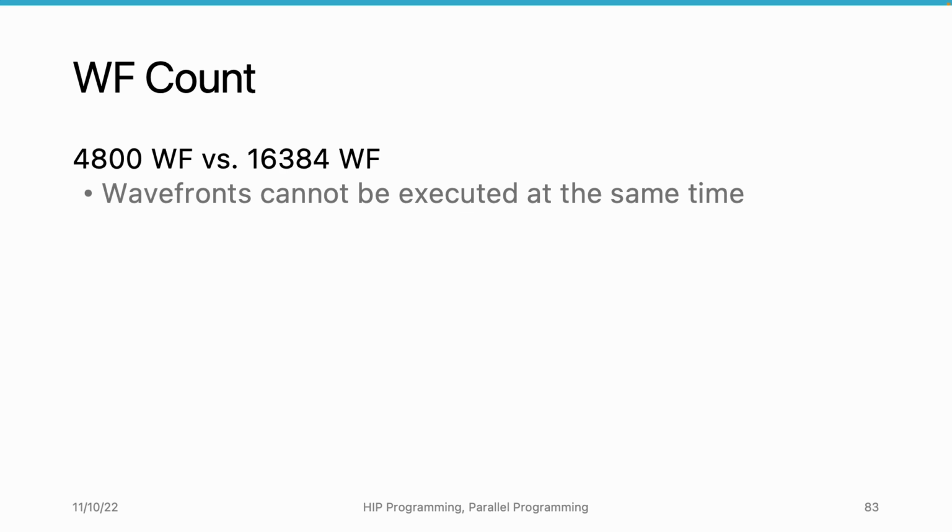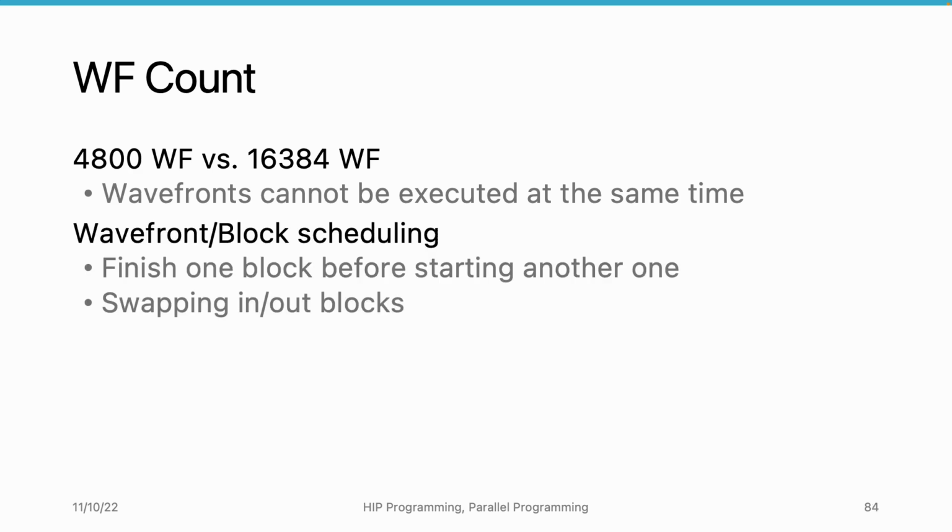We have to say that wavefronts cannot all be executed at the same time, and we have to take turns letting the wavefronts execute. So we have to introduce a wavefront and block scheduling mechanism. Remember, in CPUs, when we deal with a large number of threads but a relatively small number of cores, we can either finish one thread and then start another thread, or we can keep swapping threads in and out.